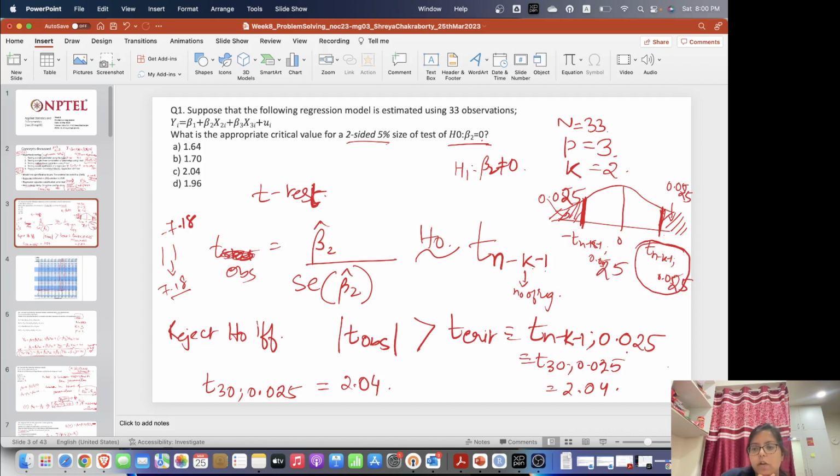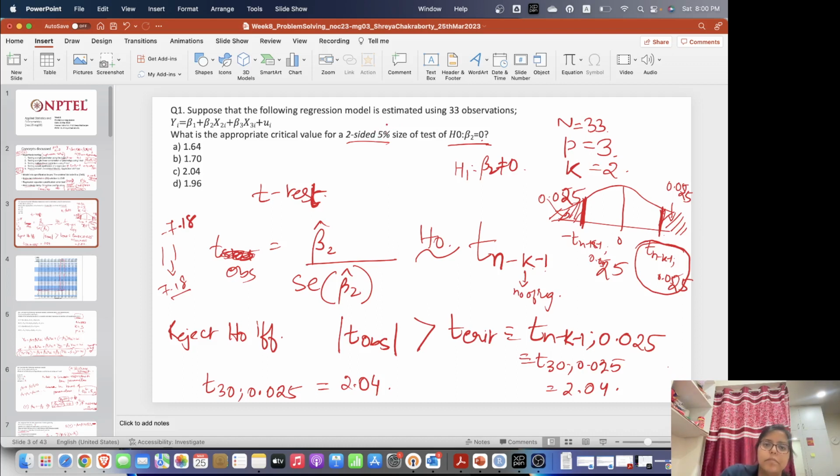Okay, so the critical point is n minus k minus 1, 0.025, because they are saying two-sided 5%. Had it been two-sided 10%, we could have taken this as 0.05. Whenever we have something two-sided, for a t-test we have to divide by 2, but not for an f-test.